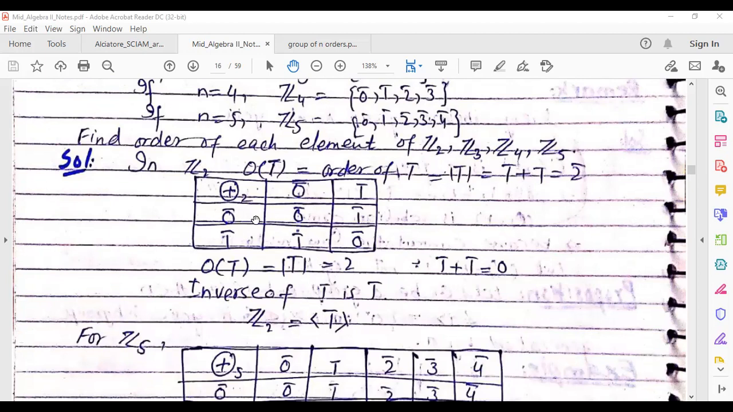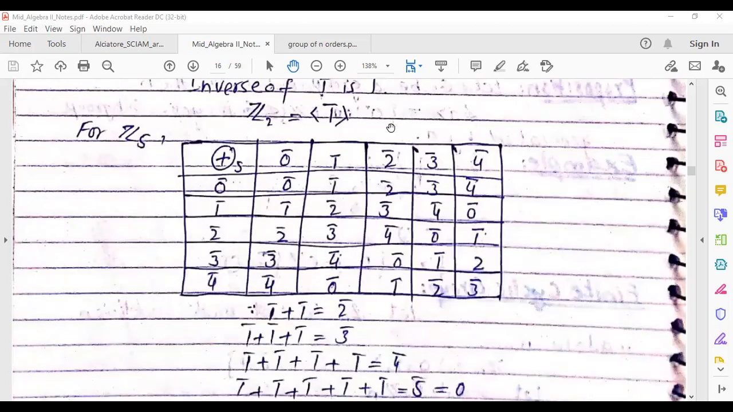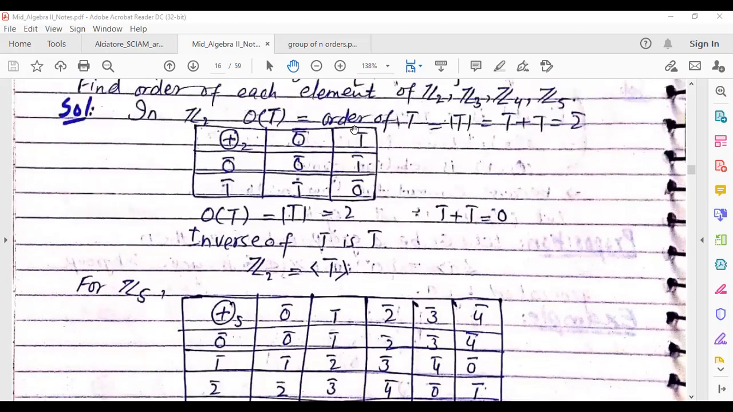To find the order of each element in Z2, Z3, Z4, first of all you make a Cayley table. This is the Cayley table. First of all, I want to give a lecture about the Cayley table, because with the help of a Cayley table we determine whether a set is a group or not, whether it is abelian or not, whether it is cyclic or not, and all other basic terms and definitions of a group. So that's why the Cayley table is most important. We study the Cayley table now, then we move to the next topic.